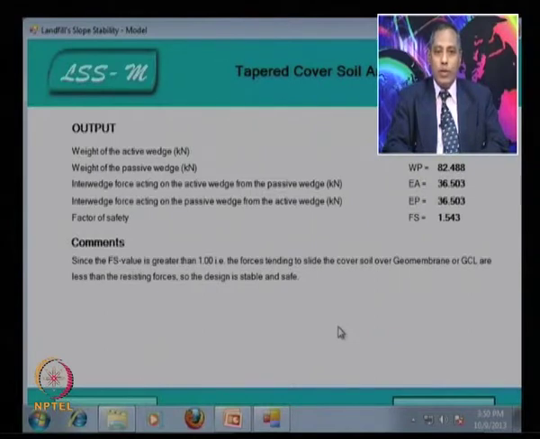So, here the comment: since the factor of safety value is greater than 1, the force tending to slide the cover soil over the geomembrane or geosynthetic clay liner is less than the resisting force. So, the design is stable and safe.